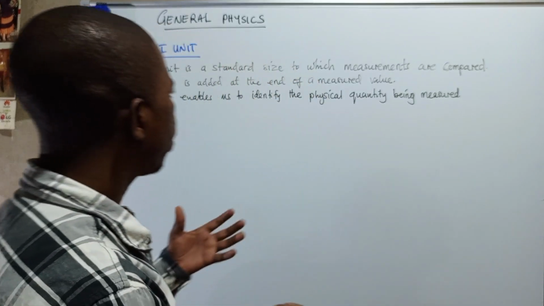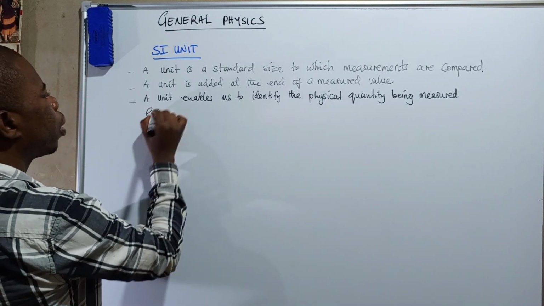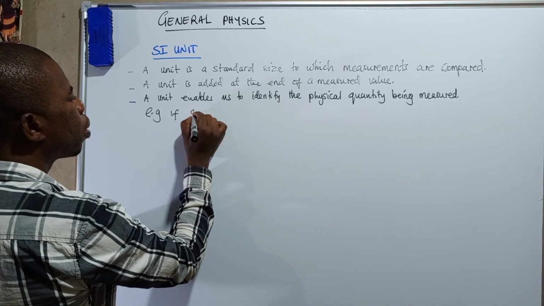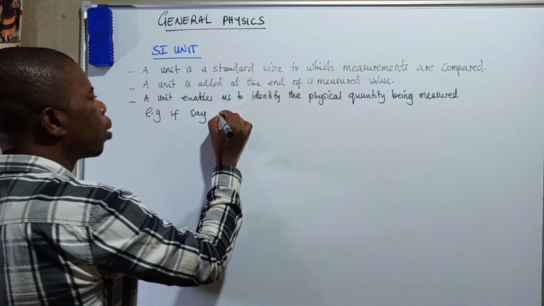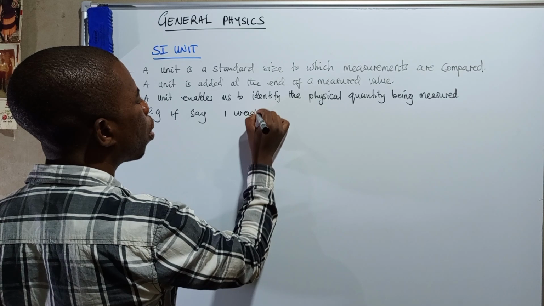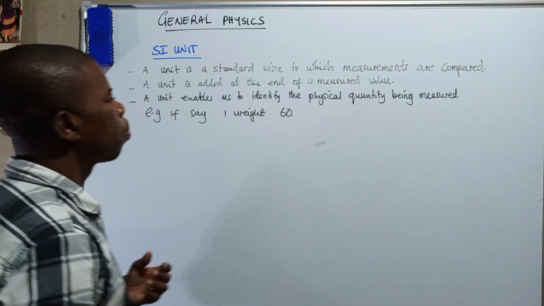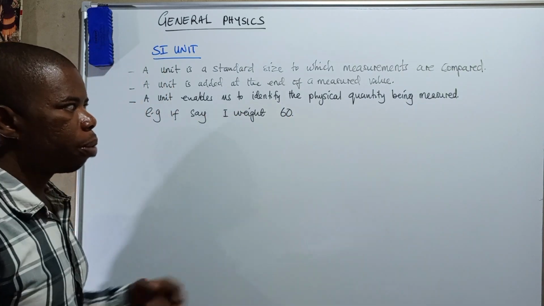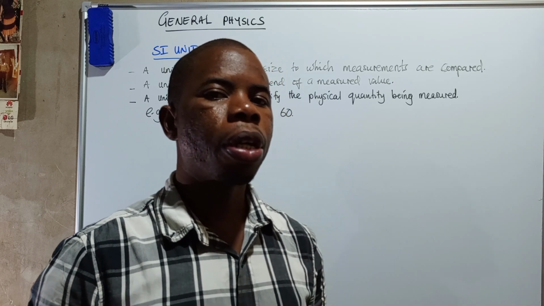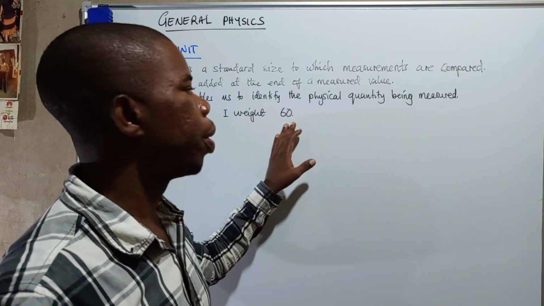Now, for example, if I say I weigh 60, like that, and that's what I tell you, you will not be able to understand that. You say, oh, what does this 60 mean?